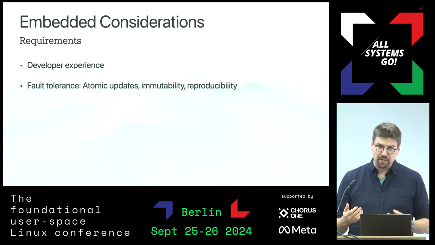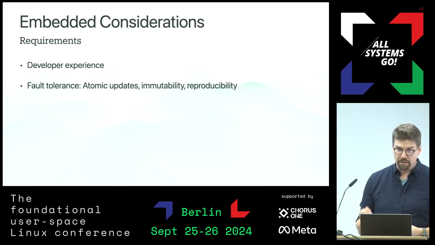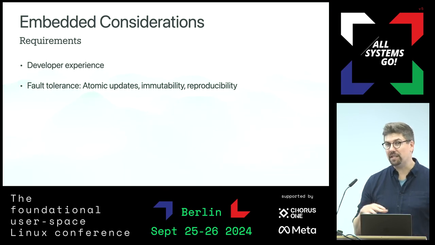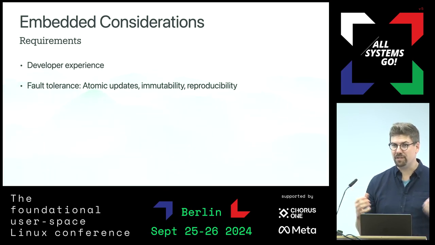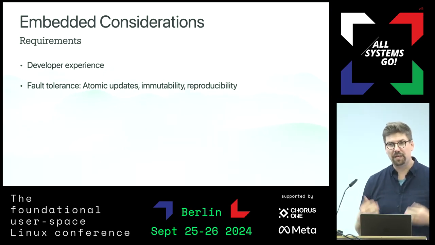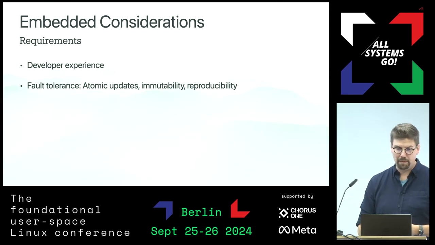In addition, when we consider embedded requirements, we have to look for the highest levels of fault tolerance: atomic updates, immutability, reproducibility. These devices are being deployed in areas outside of our control. This is something the web can take for granted sometimes. When making a deployment, maybe even hundreds of times a day, there's always the ability to escape from a bad deployment or a bad situation, mostly because that environment is under the control of the cloud provider. There's always a means of being able to update that.